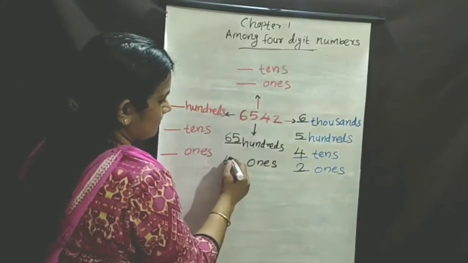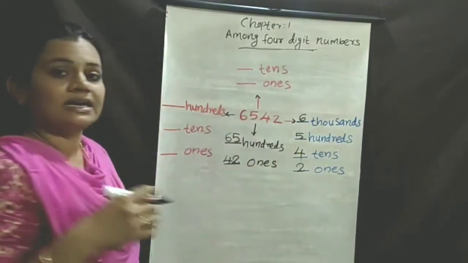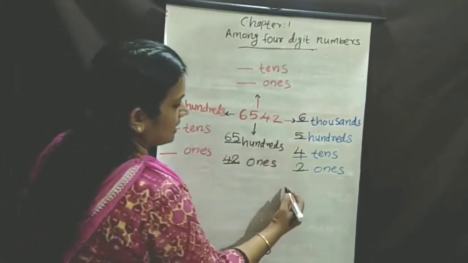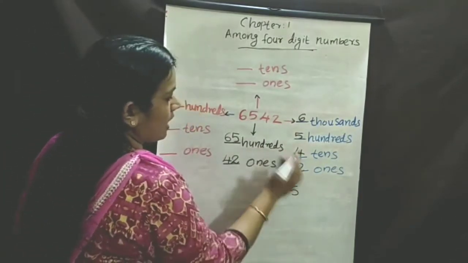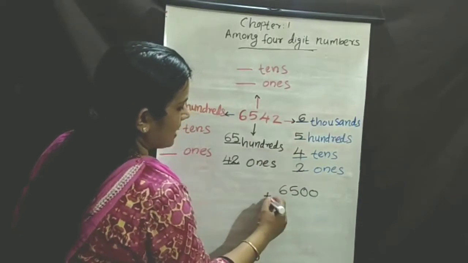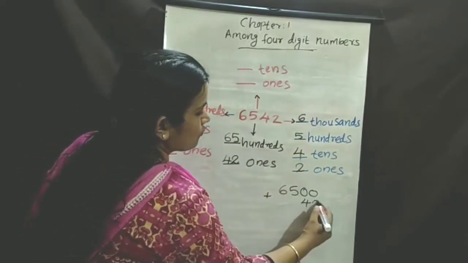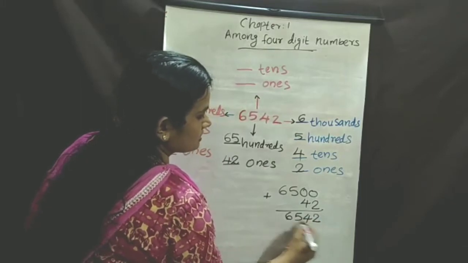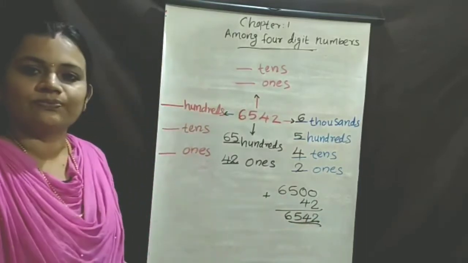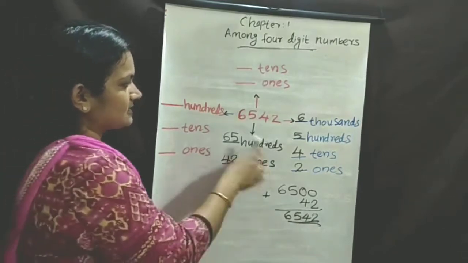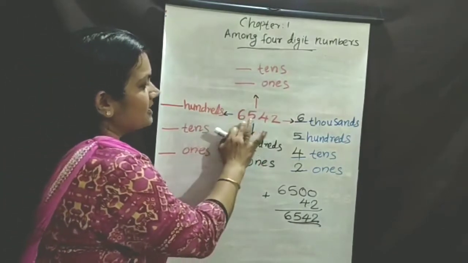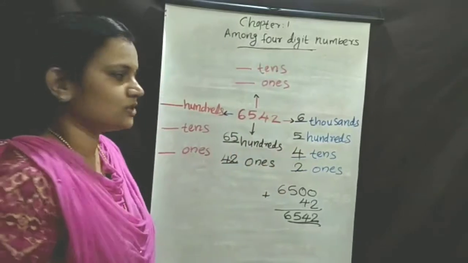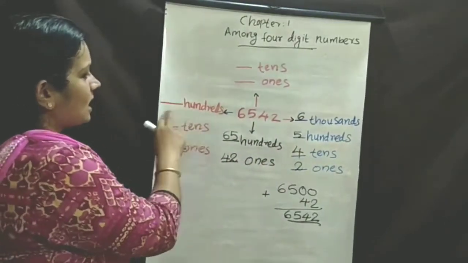What is 6,500? Then what is next? 42 ones. 6,500 and 42 ones. Then how to write this? We write 6,500 plus 42 ones. What do we get? We will get 6,542. Got it, right? This is the hundreds place. So we can write 6,542 ones. Understood?